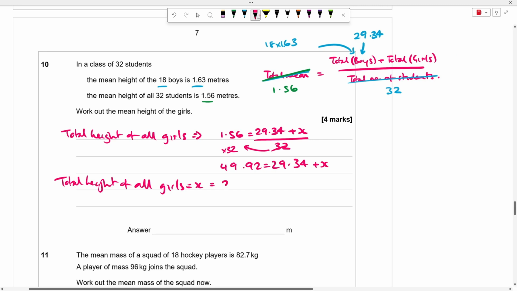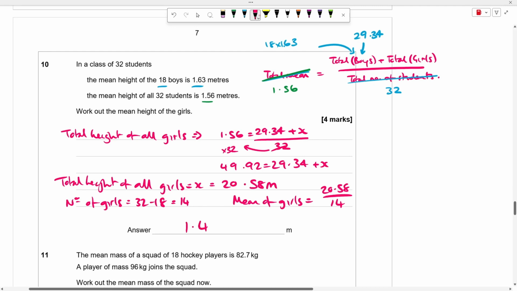a total height of 20.58 meters. Now, the number of girls is going to be 32 minus 18, which gives me an answer of 14. So there's 14 girls. So the mean of the girls is going to be 20.58 divided by 14, and 20.58 divided by 14 gives me a mean height of 1.47 meters.